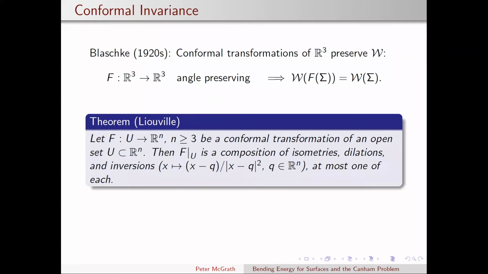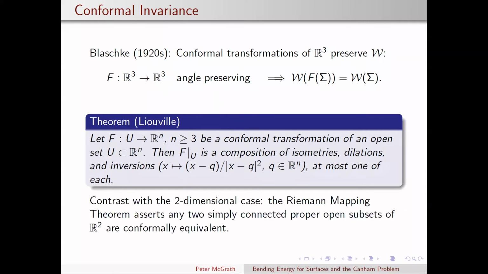This may jog your memory in a perhaps unpleasant way if you're thinking about the two-dimensional case. In the two-dimensional case, conformal transformations are much, much richer. We know by the Riemann mapping theorem that if I have any two proper simply connected domains of the complex plane, there exists a conformal transformation that takes one to the other. So I just want to emphasize that the situation for n at least 3 is much different. But that's where we'll be looking for the rest of this talk.